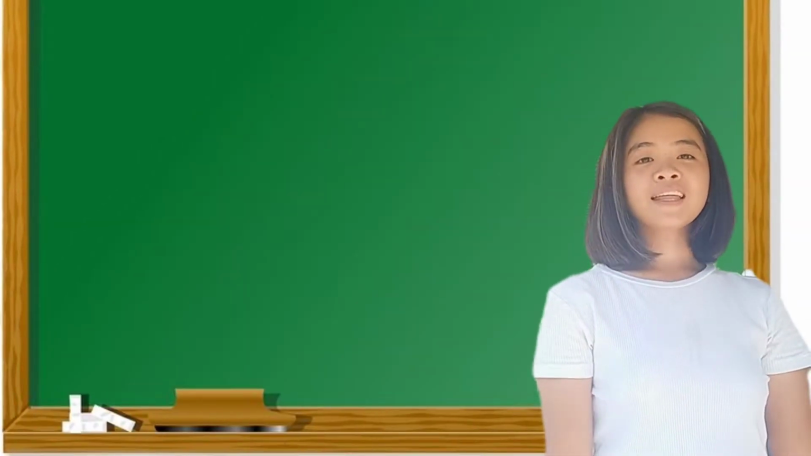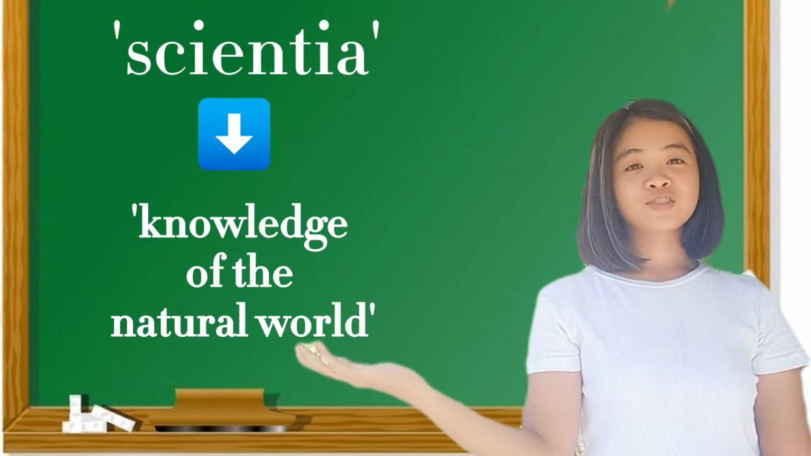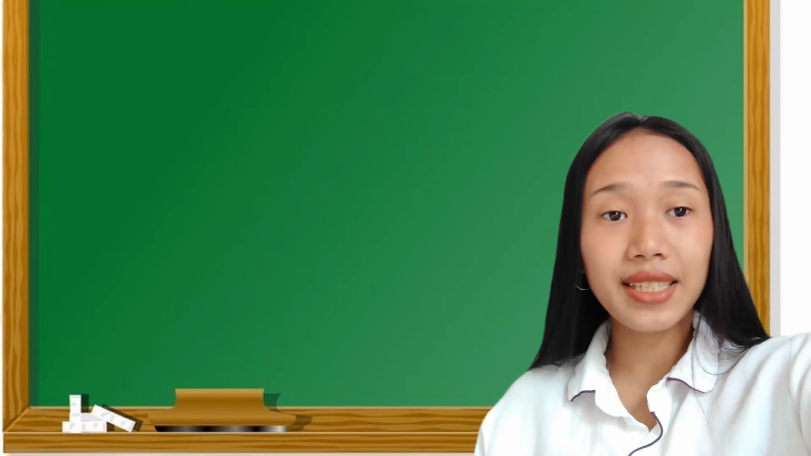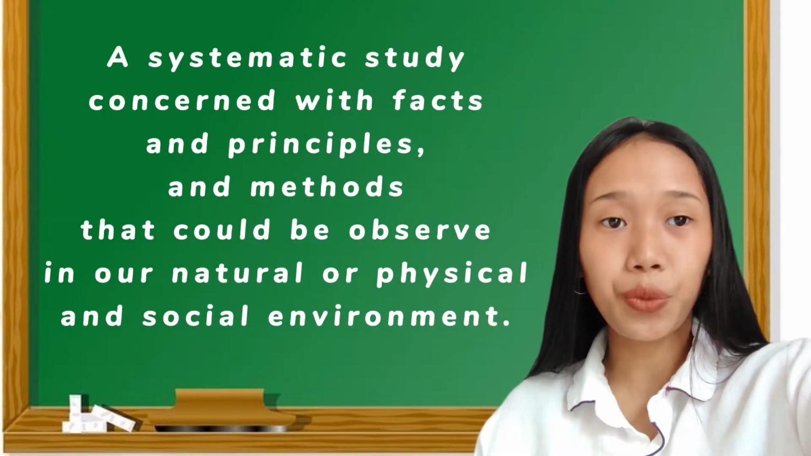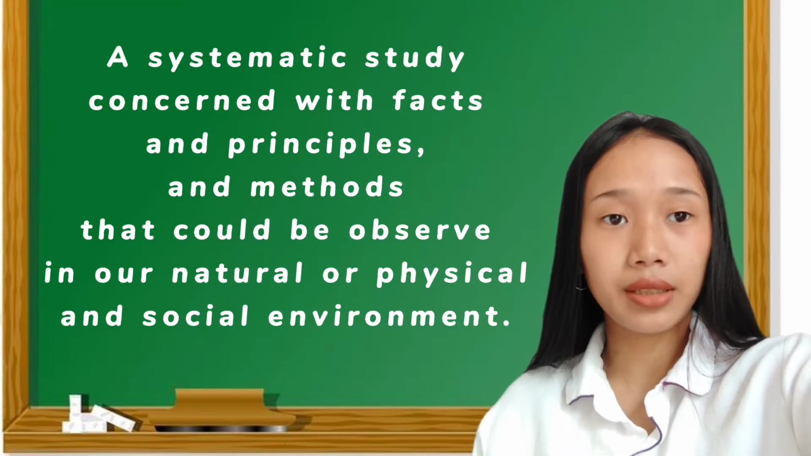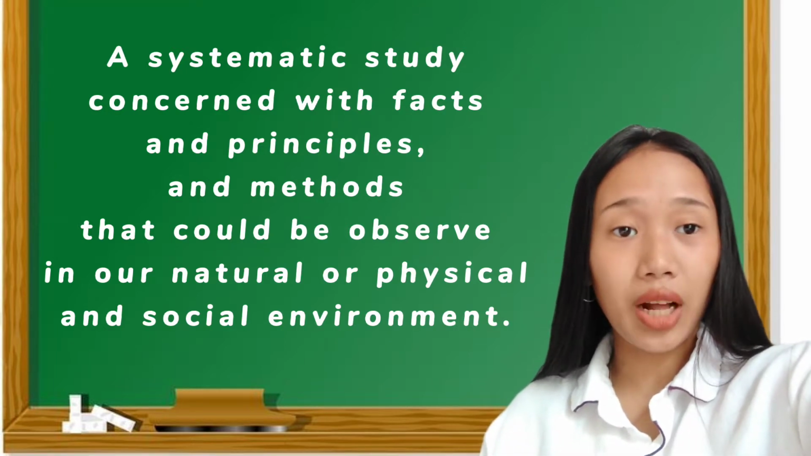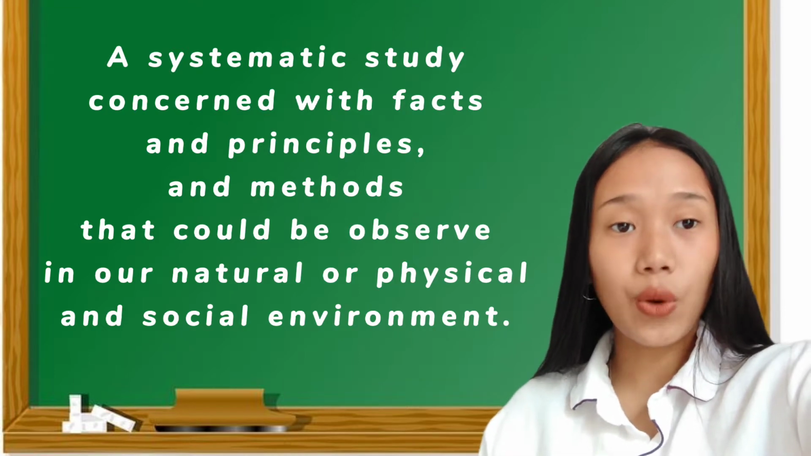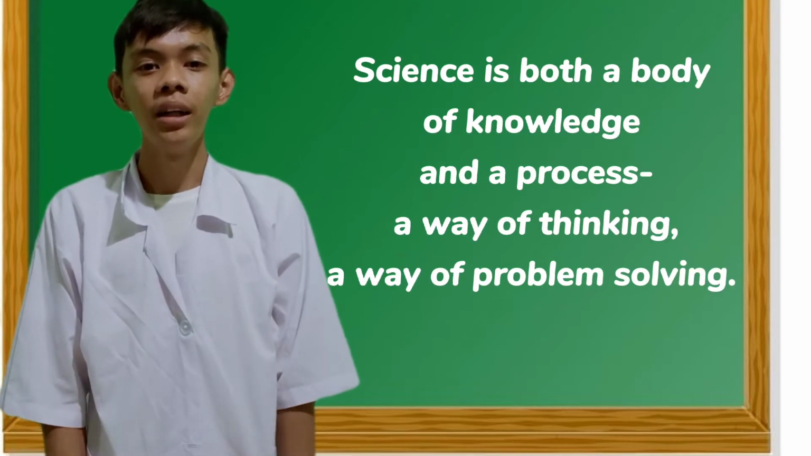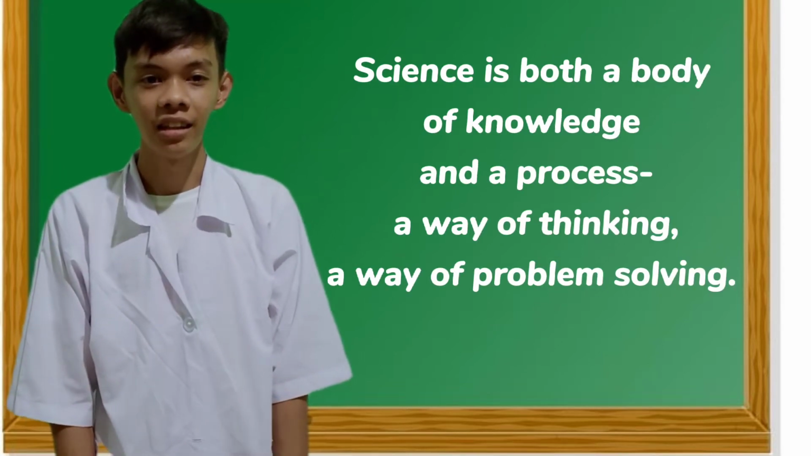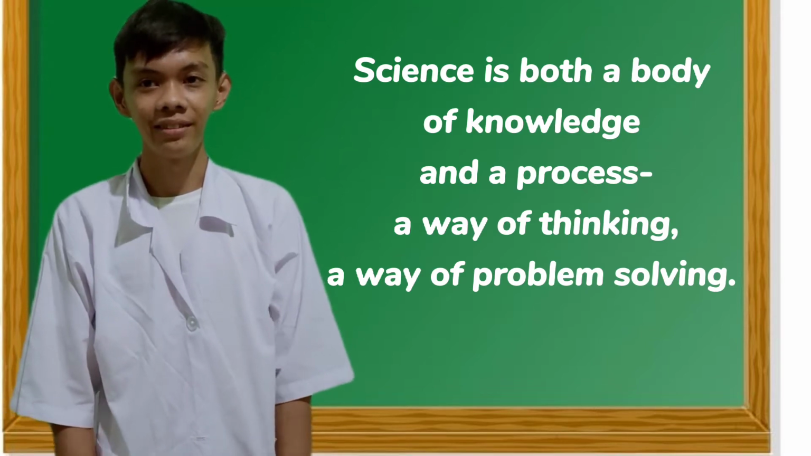Science comes from the Latin word scientia, which means knowledge of the natural world. Science is also defined as a systematic study concerned with facts, principles, and methods that can be observed in our natural or physical and social environment. Basically, it is both a body of knowledge and a process. A way of thinking, a way of problem solving.